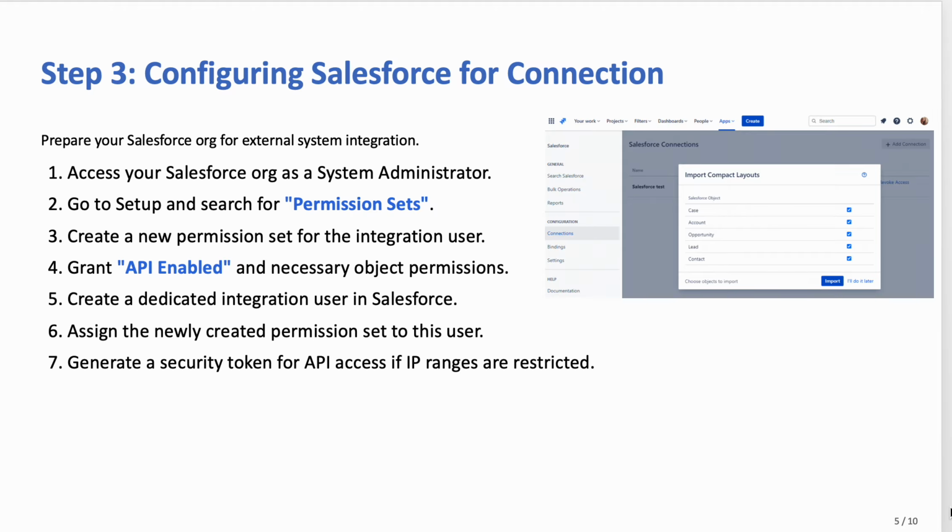Step 3, configuring Salesforce for the connection. So guys, prepare your Salesforce for the external system integration. First of all, access your Salesforce org as a system administrator, then go to setup and search for permission sets. Create a new permission set for the integration user, grant API enabled and access to the necessary object permissions. Create a dedicated integration user in Salesforce. Generate a security token for the API access if IP ranges are restricted.